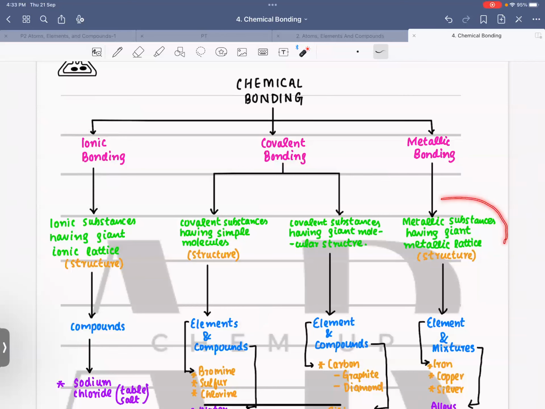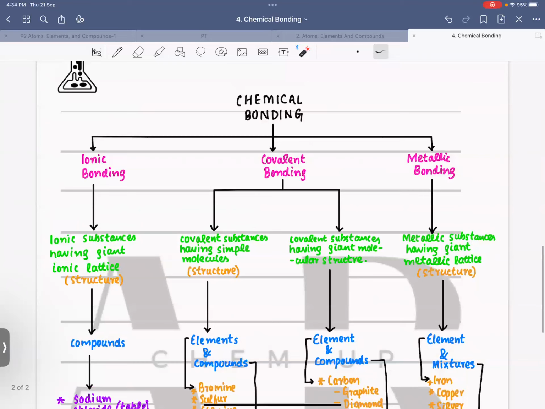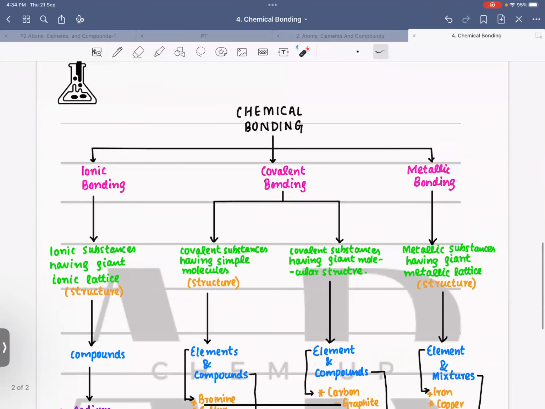Okay, then when we talk about metallic bonding, due to the metallic bonding, again there is a formation of a giant metallic lattice or giant metallic structure, and there are elements which form metallic bonds, and there are mixtures where metallic bonding is observed. Okay, first note down till here, then we will discuss further.